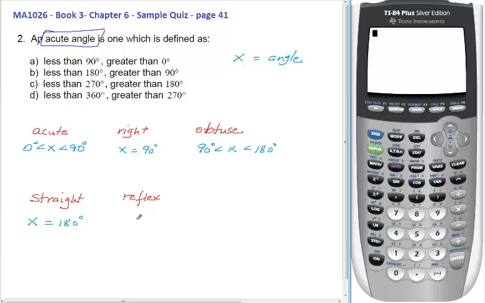So a reflex angle, which is one that's not covered here, is between 180 and 360, so x is greater than 180 and less than 360. And of course, if you went x equal to 360, you'd be at a full circle, wouldn't you? This would be actually the measure of the central angle of a full circle. So the first four are the ones they cover in this book. And we're looking for an acute angle.